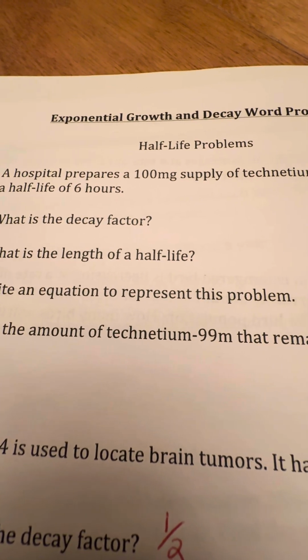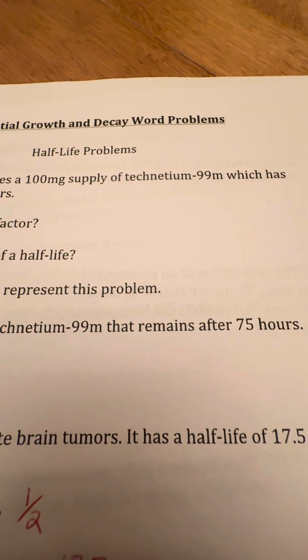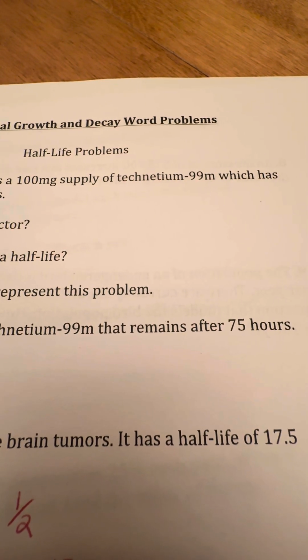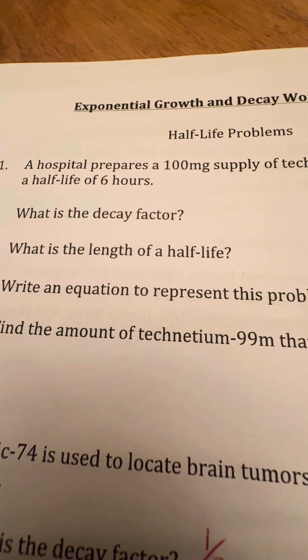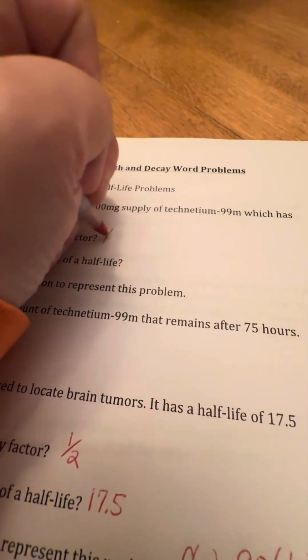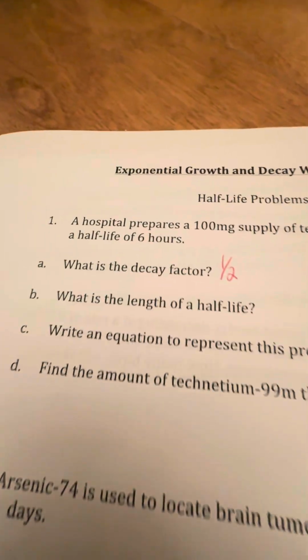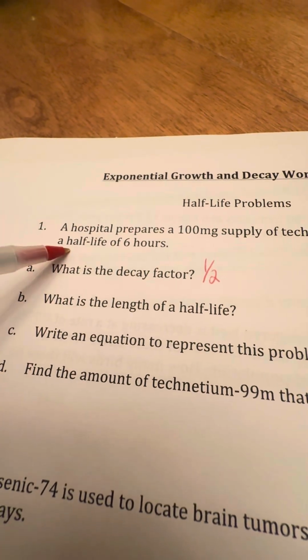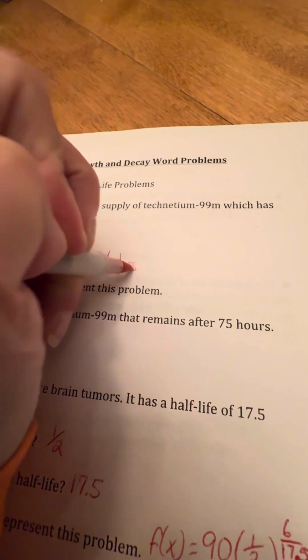And we have a hospital that prepares a 100 milligram supply of technetium 99M, which has a half-life of 6 hours. So we're looking for what is the decay factor? Well, it's a half-life problem, so therefore it's 1/2. And then what is the length of our half-life? Well, according to this right here, we can see our half-life is 6 hours. So we're just going to put 6 hours here.